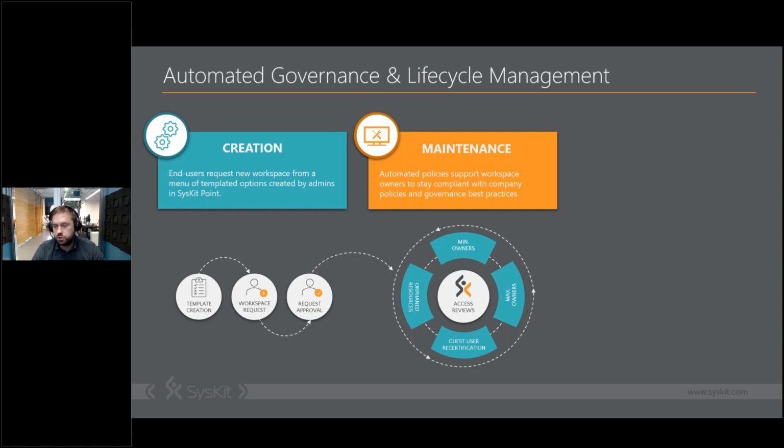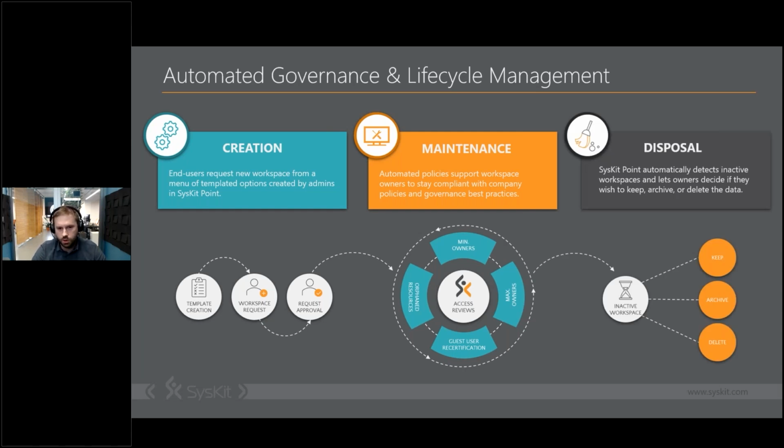So for example, if you want to check if there is a minimum number of end users or owners at any workspace, this is something that Syskit Point automatically checks for you. Or if there are orphaned resources, all of those governance best practices are predefined within Syskit Point.